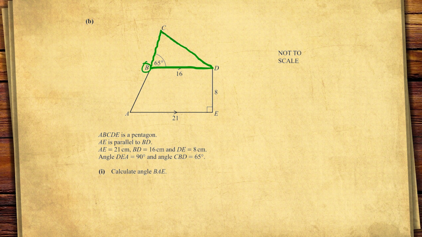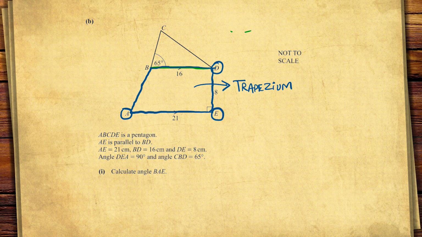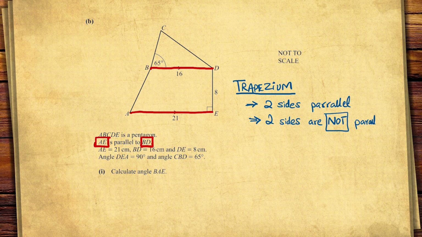One is this triangle BCD, which is a non-right angled triangle. And one is this trapezium ABDE. It's a trapezium. And in a trapezium, we have 2 sides that are parallel to each other. And the question tells us that AE is parallel to BD. So these 2 sides are parallel, they are going in the same direction. And in a trapezium, 2 sides are not parallel. And those are AB and DE.